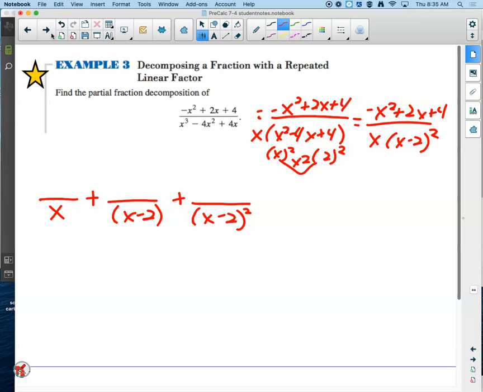Does everybody see that each of these is only a linear factor? Sometimes that third one makes people think that's quadratic. It's not quadratic, it's a linear factor that's squared. So that makes this easier. Because x to the first, the degree of 1 minus 1 would be 0, and we have constants. So there it is. Ben.